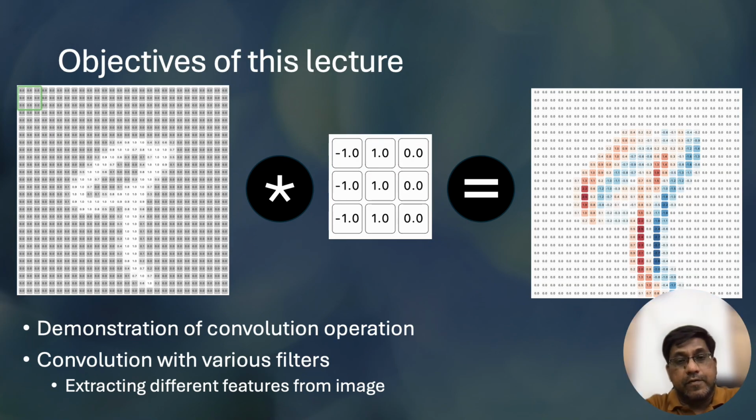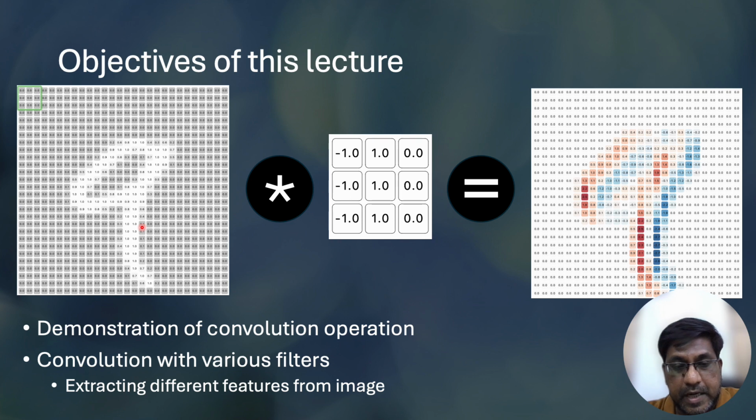So what is the objective of today's lecture? We want to understand the convolution operation using some demonstrations of the convolution using some real-world images. And we are going to use particularly some images of handwritten text characters and perform convolution with certain specific filters to extract specific features from the input image. In particular, we would be interested in extracting the edges of this handwritten character.